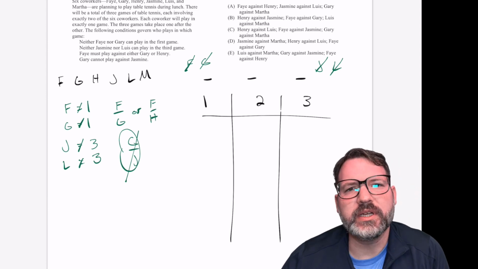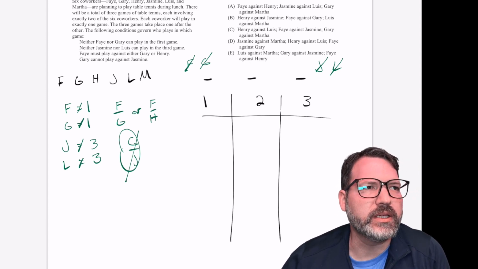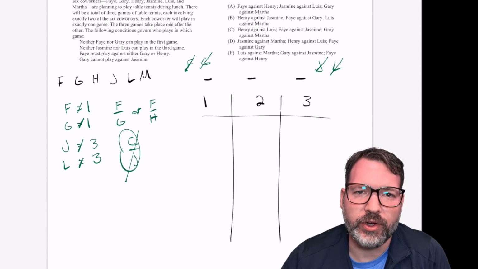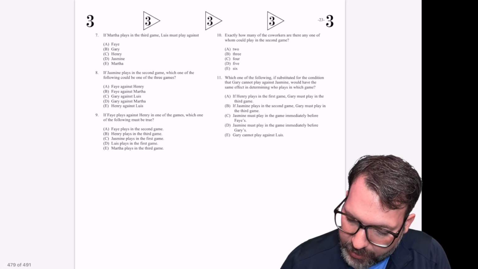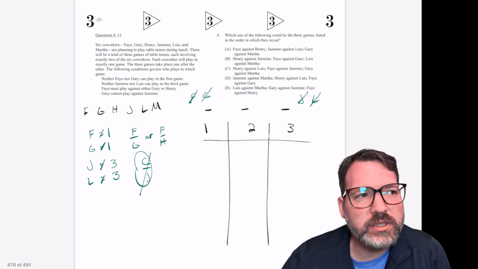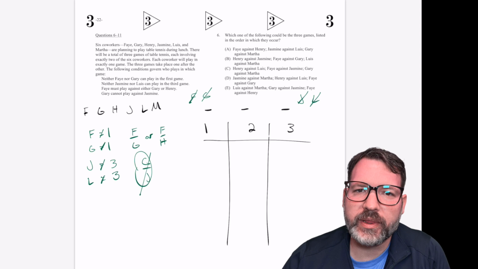I'm not seeing a lot of deductions to this game, so a couple possibilities. First of all, it may just be that this game doesn't have many deductions. Sometimes they don't. I would hope in that case that we would be looking at a bunch of specific questions. 7, 8, 9 are specific, so yeah, I'm not terribly worried about the lack of deductions.